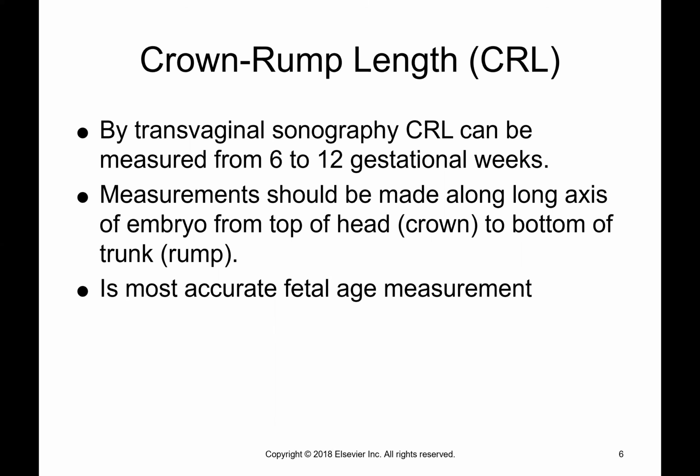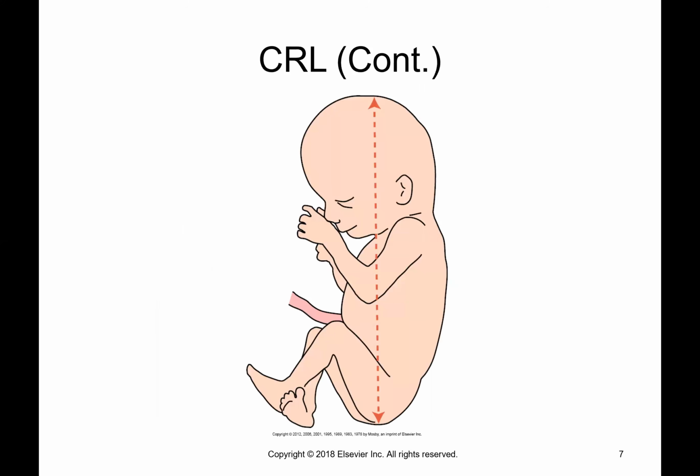We like to do the crown rump length. We don't do head, belly, and femur measurements yet because the baby's too small. So the most accurate thing that we can do is measure from the top of the head, which is the crown, to the bottom of the rump. And this is really the most accurate fetal age measurement. Most babies grow at the same time, and so there's not going to be much discrepancy in fetal age in the first trimester.